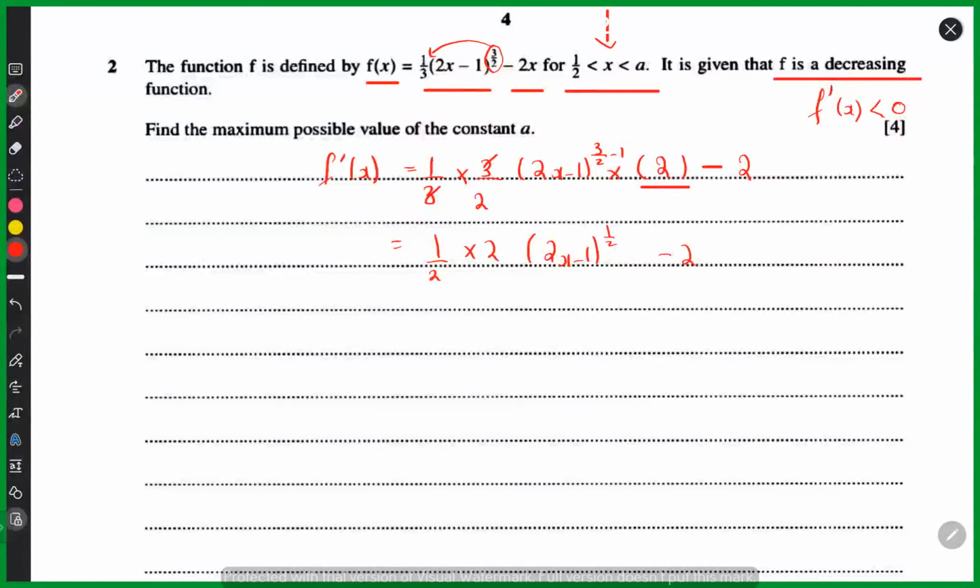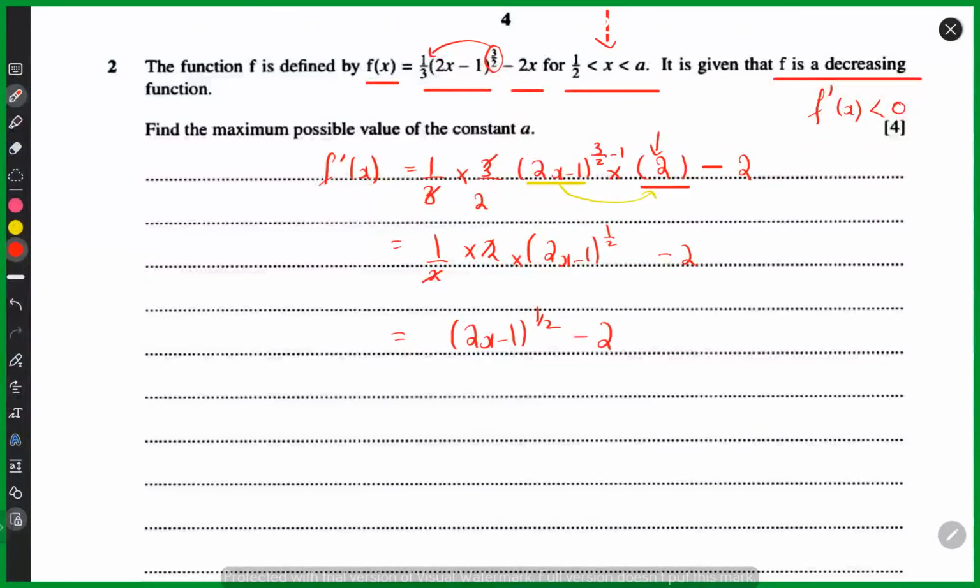Miss, where did that 2 come from? The one which you underlined? This 2? Okay. This 2 is basically the gradient of this bracket part, right? We have just discussed the differentiation of brackets, the chain rule. This thing used to be u, and I've written the derivative of this bracket part over here, okay? Very good. So upon simplification, 2 and 2 would be cancelled, and this is going to give me 2x minus 1 whole power 1 by 2 minus 2. This is f dash of x.